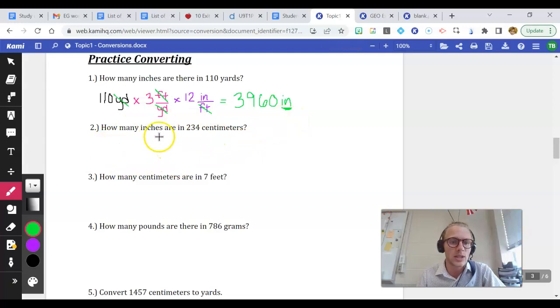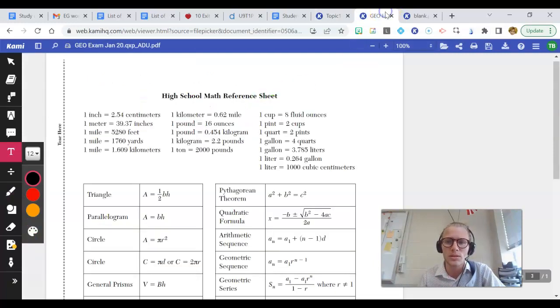Okay, let's take a look at the next one. How many inches are in 234 centimeters? Now, this is a little bit of an oddball one that you probably won't know off the top of your head because this is customary and this is metric. So luckily for you, we have the Regents reference sheet. And if we look right here, we can see that we have inches to centimeters conversion.